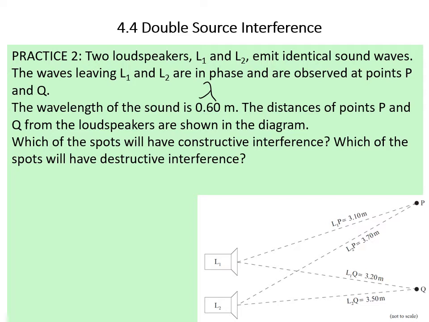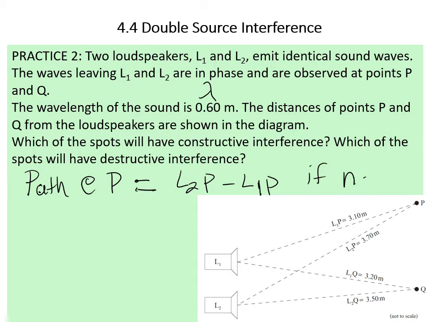Which of the spots will have constructive interference? Which of the spots will have destructive interference? You'll get the path difference. The path difference at P for these waves is equal to L2P minus L1P. And if this is a whole integer multiple of the wavelength, that's constructive interference. If it's an n plus 1/2 multiple of the wavelength, that's the destructive interference.